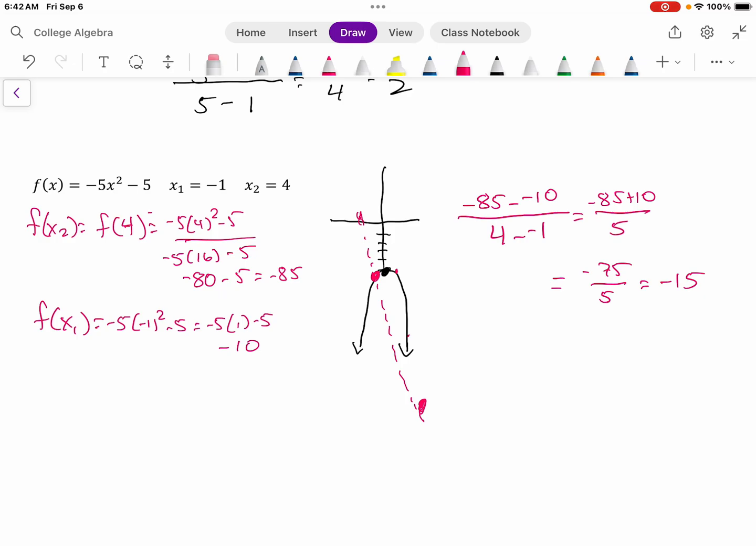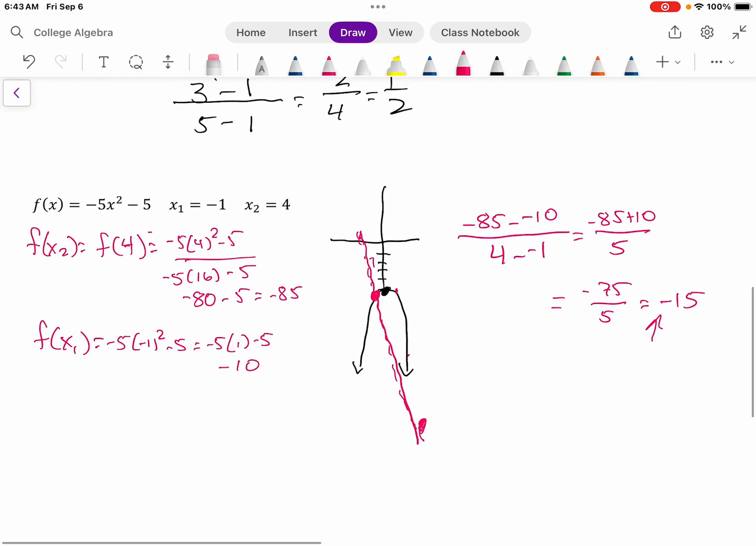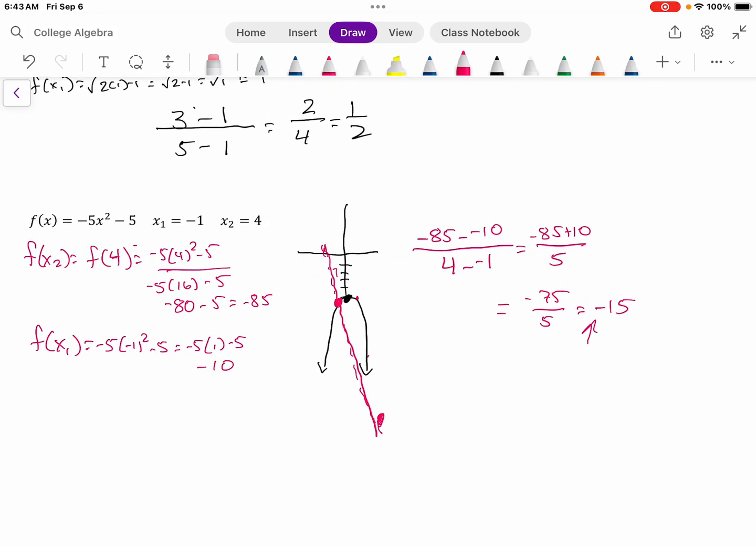Makes sense to me. It's very steep in here. It's a very steep slope between those 2 points. Also, it's going down from left to right, so I should get a negative answer. Again, hopefully this helps. And just remember, average rate of change is just a fancy way of finding the slope between 2 points. We just don't refer to it as the slope. We refer to it as the average rate of change because we're typically working with nonlinear functions.